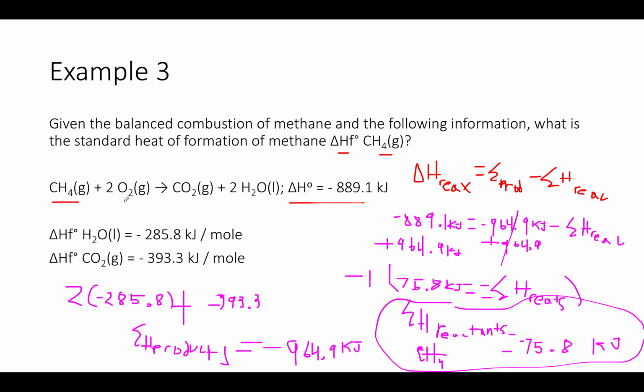The diatomic molecules, such as oxygen, their heat of formation is 0. So that's why the heat of our reactants is just methane, and that's negative 75.8 kilojoules. And that's using the law of enthalpy summation. So I hope this helps you to understand Hess's law and the law of enthalpy summation.